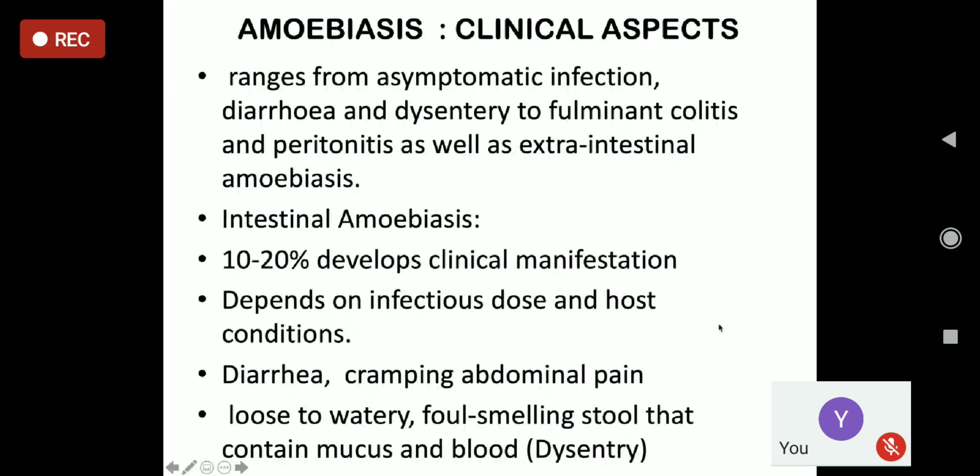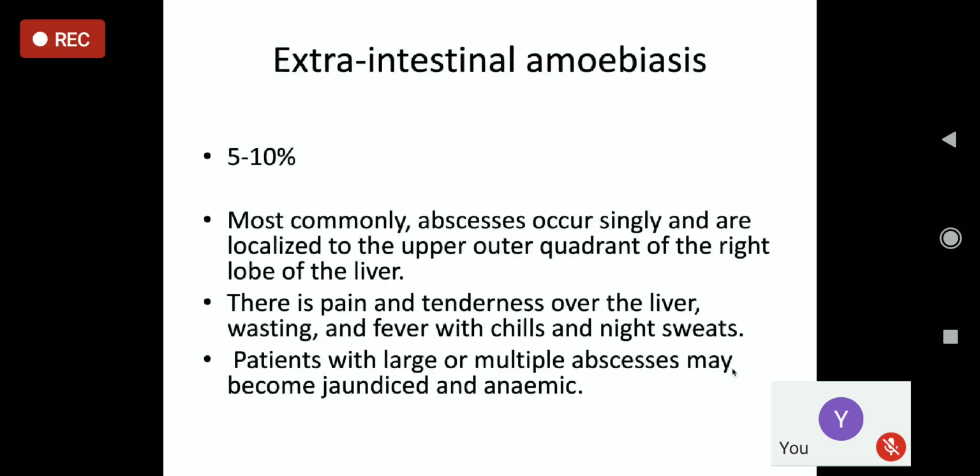Only a few of them develop clinical manifestations, which depends upon the infectious dose, the host immune status, and other conditions. Regarding the clinical features that I have already explained, the patient will have diarrhea, dysentery, abdominal pain, and tenesmus, that is urgency. Due to the severe diarrhea, the patient might have dehydration complications, and due to the dehydration, the patient may die. So these are the clinical aspects of amoebiosis.